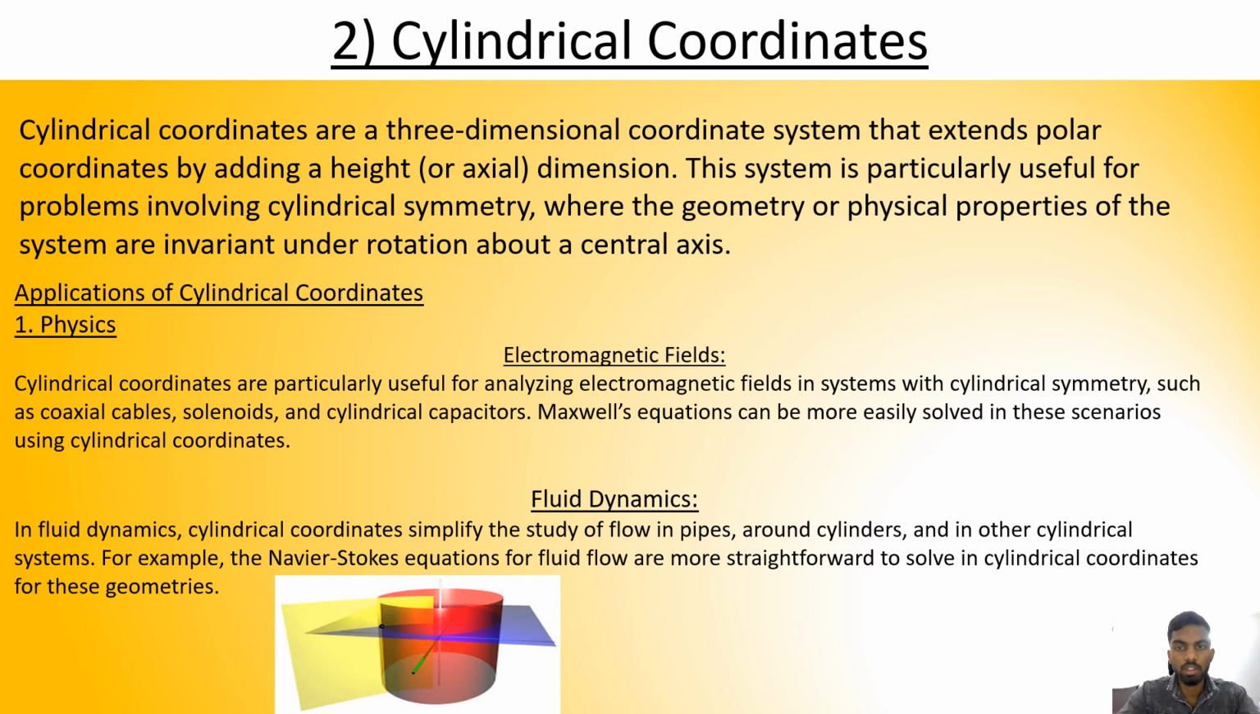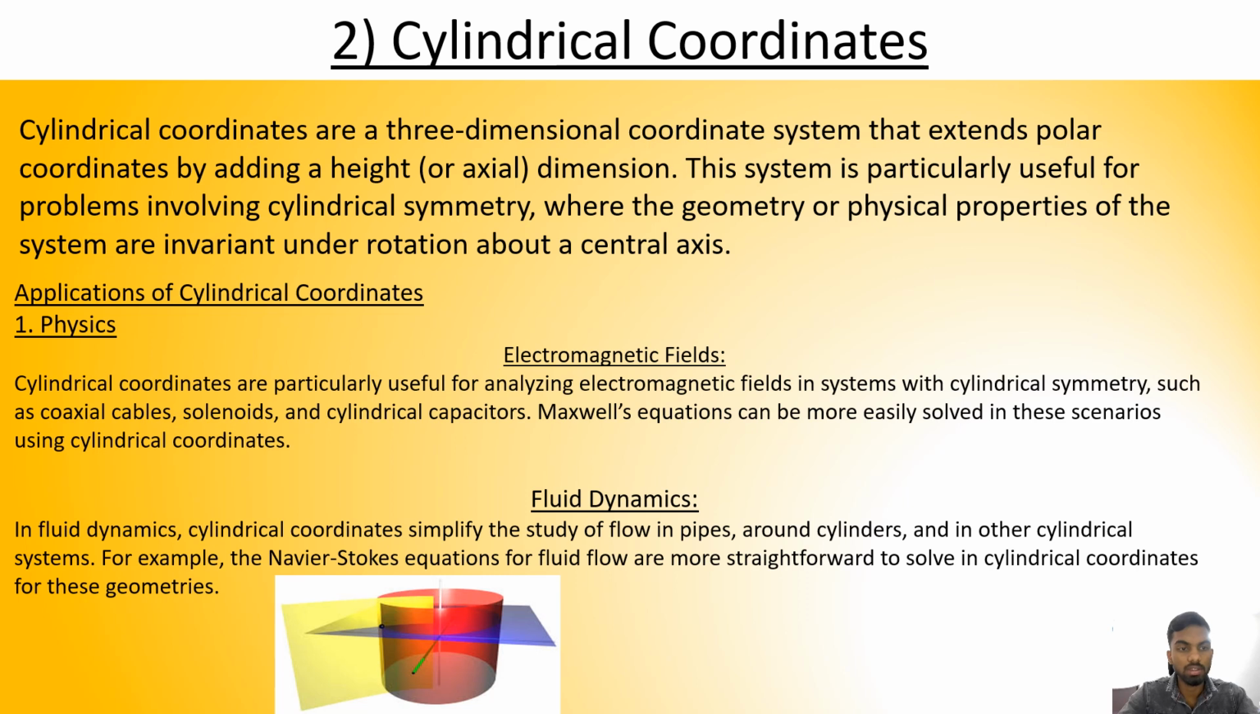Let's know about cylindrical coordinates. Cylindrical coordinates are a three-dimensional coordinate system that extends polar coordinates by adding a height dimension. This system is particularly useful for problems involving cylindrical symmetry, where the geometry or physical properties of the system are invariant under rotation about a central axis.